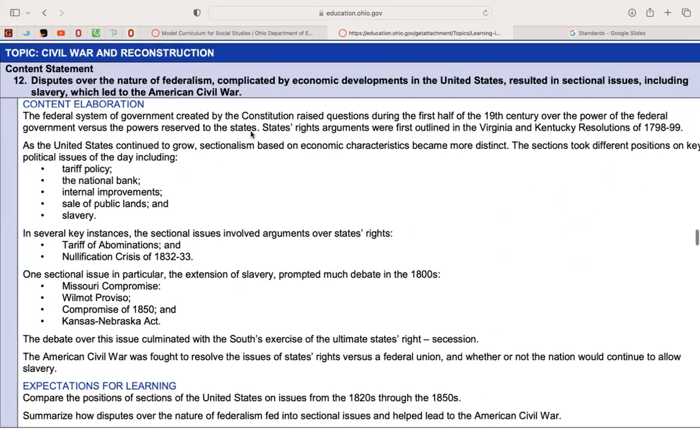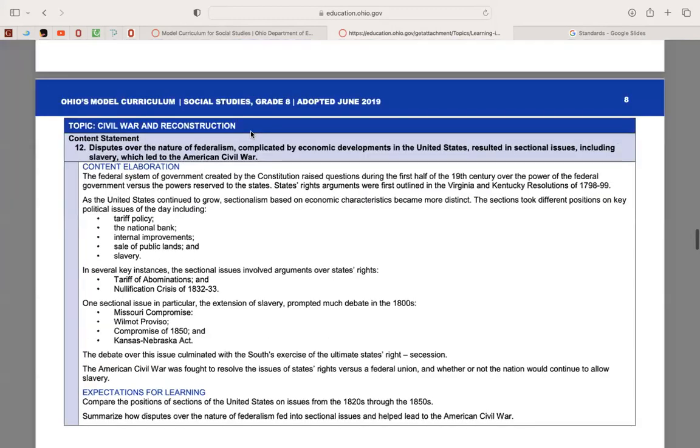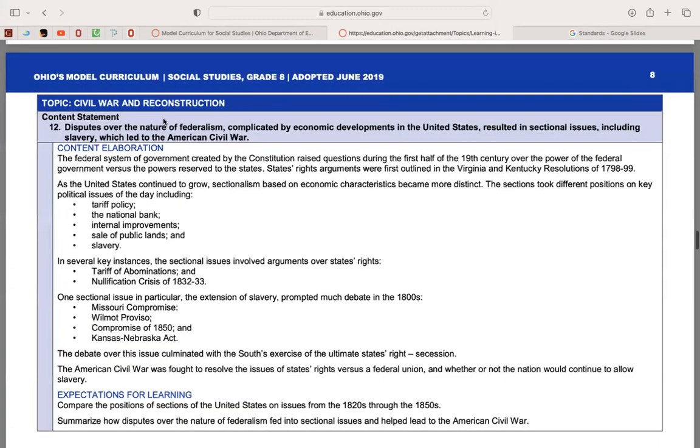So first, we have the content statement. Okay, we've established what the topic is. We have the strand as well. So now we're going to look at the content statement. This should be the driver of the lesson that introduces the direction for the lessons that follow with everything that you have to accomplish within the standard, because you can see it's pretty hefty. So we're going to start off by looking at the content statement.